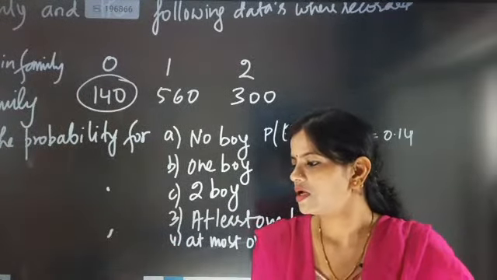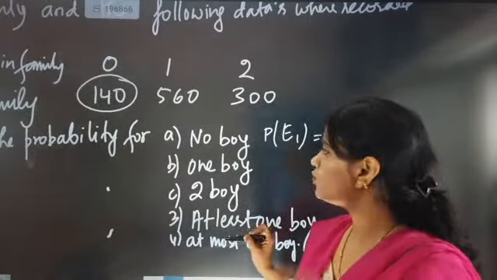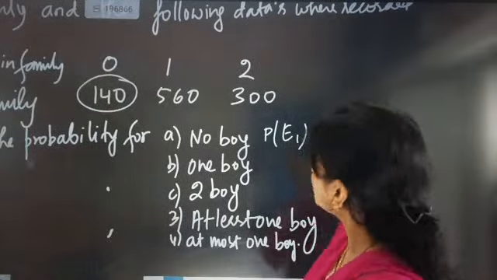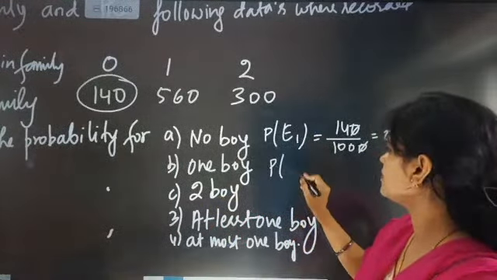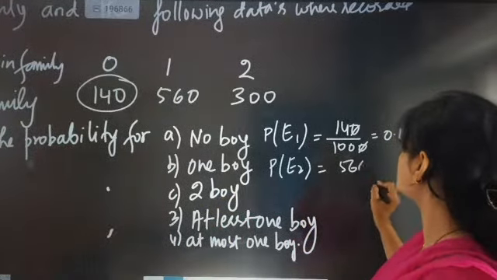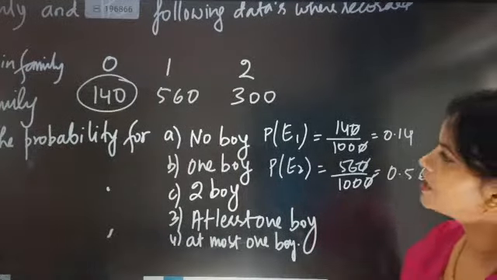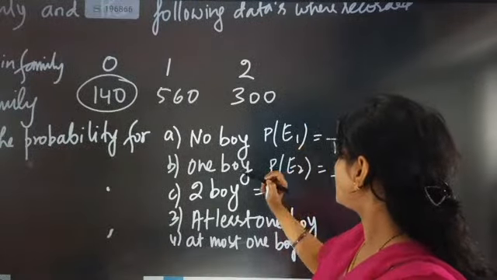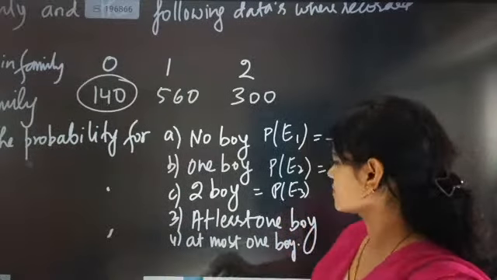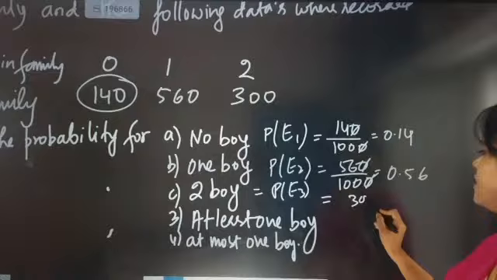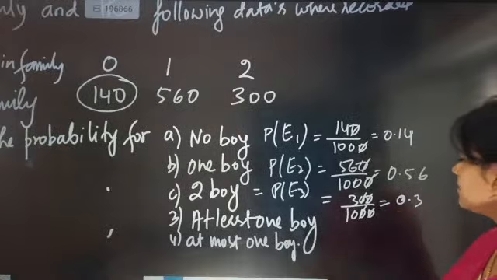Now the second one: what is given? The second one given here is that 2 boys are there. Since 2 boys are there, one boy means one girl, one boy. So the probability of getting this one is 560 by 1000, so it is coming as 0.56. Correct. Now the probability of getting both of them as boys is 300 by 1000, which comes as 0.3.